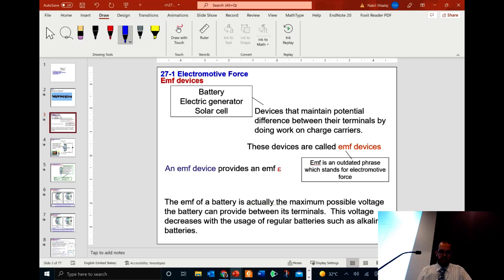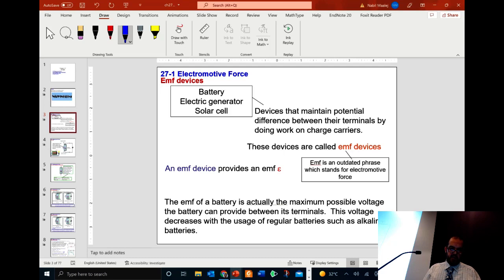Very strange name. Okay, EMF means electromotive force. EMF is an outdated phrase which stands for electromotive force. I don't know why they stick with this. Usually they use batteries, but they are called EMF, and the symbol is E or epsilon or whatever.